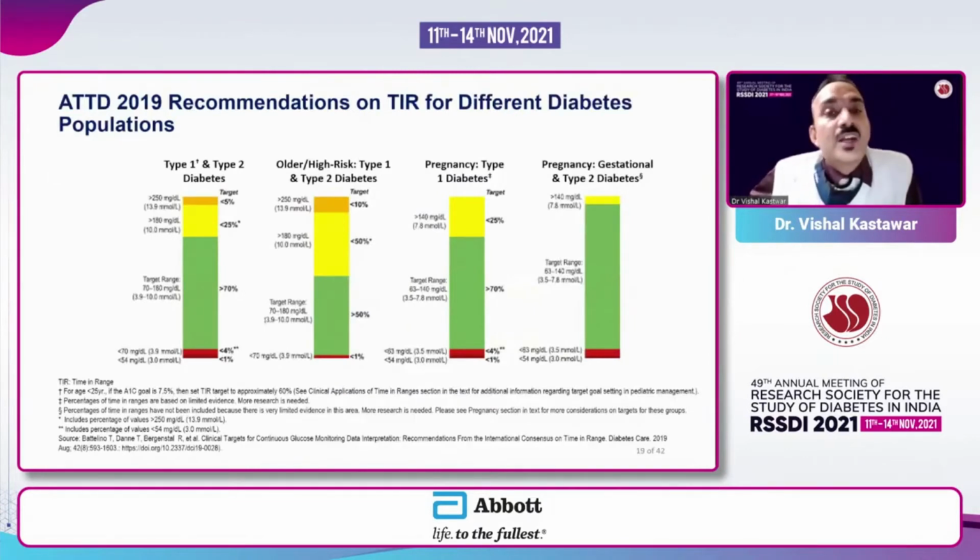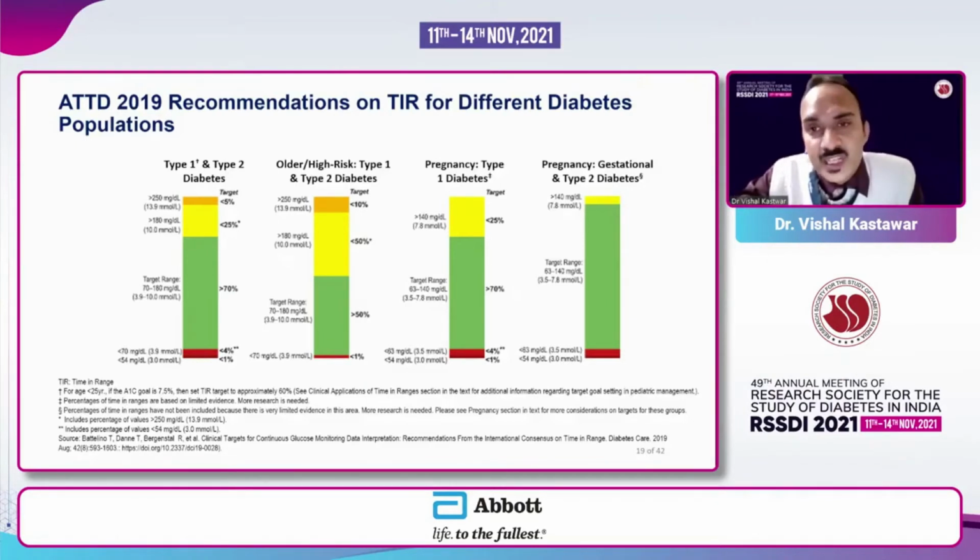The other recommendations are for older and high-risk type 1 or type 2 diabetes mellitus patients. For these patients, they recommend that time below range of less than 70 milligram per deciliter, level 1, should be below 1%. Time in range, the required glucose range for this population, is 70 to 180 milligram per deciliter, and time in range should be maintained at more than 50%. Time above range of level 1 should be below 50%, and time above range of level 2, more than 250 milligram per deciliter, should be below 10%.